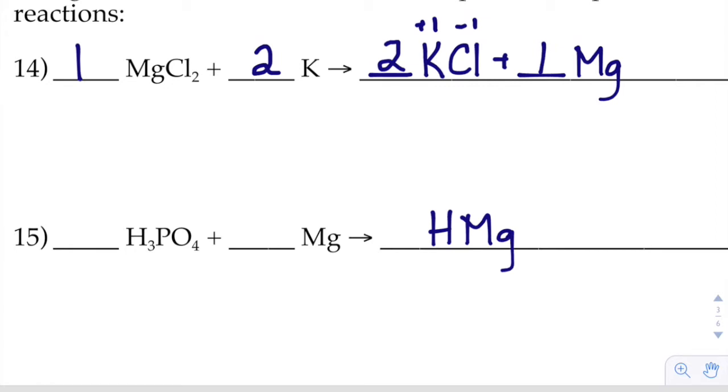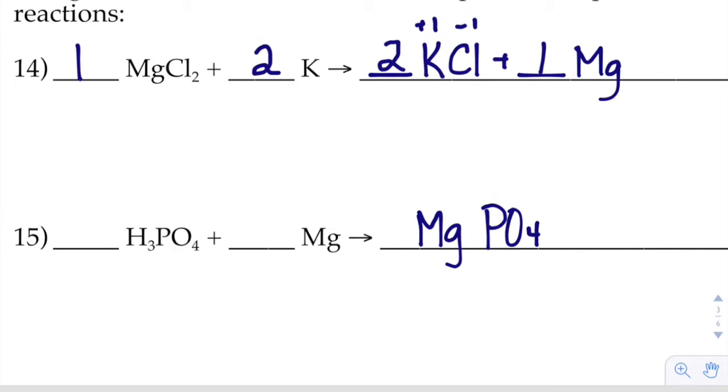Let's just try it out. So you'd say, well, H is plus 1 and Mg is plus 2. Wait a second, plus and a plus, that doesn't make sense. You can't have two positive things come together. They're not attracted to one another. They repel one another. That doesn't make sense. So we'd say, no, I put the wrong ones together. It's not H and Mg that goes together. The Mg goes with the PO4. Magnesium's going to go with phosphate.